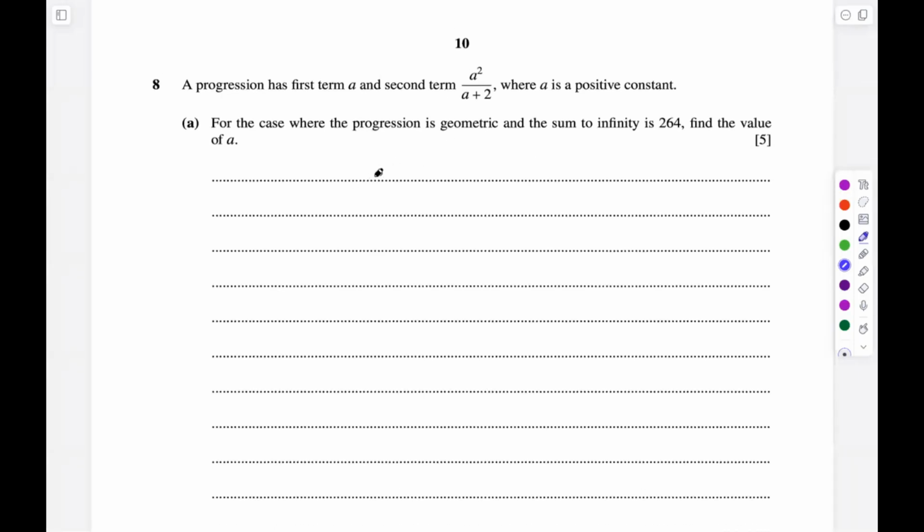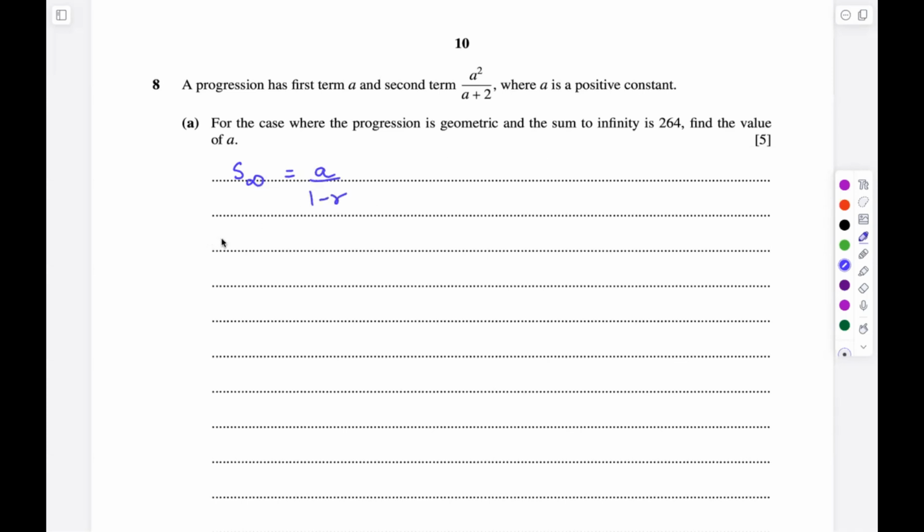In question 8, a progression has first term a and the second term a squared upon a plus 2, where a is a positive constant. In part A, for the case where the progression is geometric and the sum to infinity is 264, we have to find the value of a. Now, the formula for sum to infinity is a upon 1 minus r.